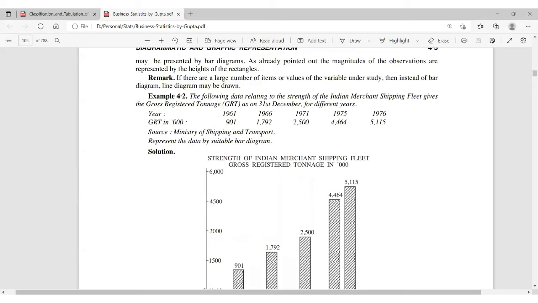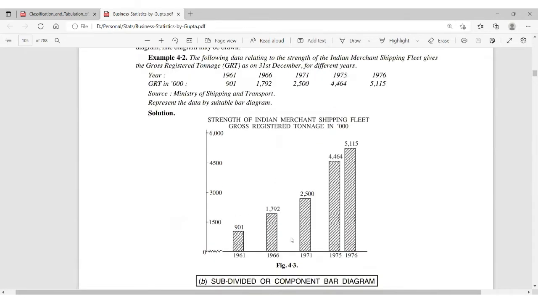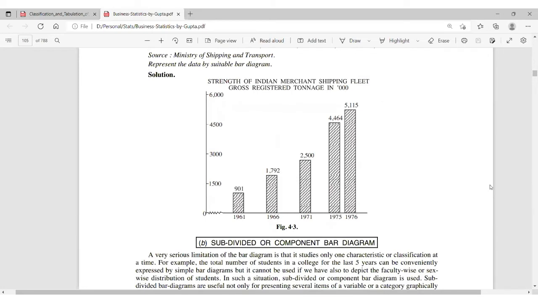For the second, 1792. The next one is 2500. The next one is this. So in general, we make a rectangle for each year, for each data, for each GRT. So this is called a bar. Got it?